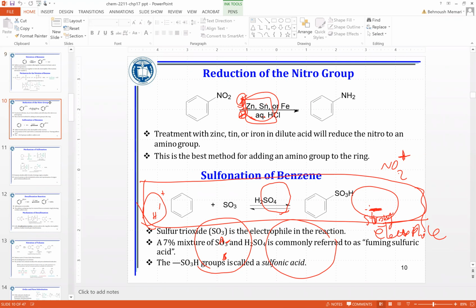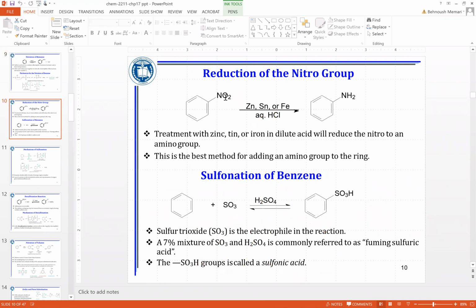After you do nitration, basically you replace the hydrogen with the NO2. You can reduce this. What is reduction? In organic chemistry, reduction means adding hydrogen, adding H2 or 2 hydrogens. Removing oxygen is also reduction. Both of them are called reduction.